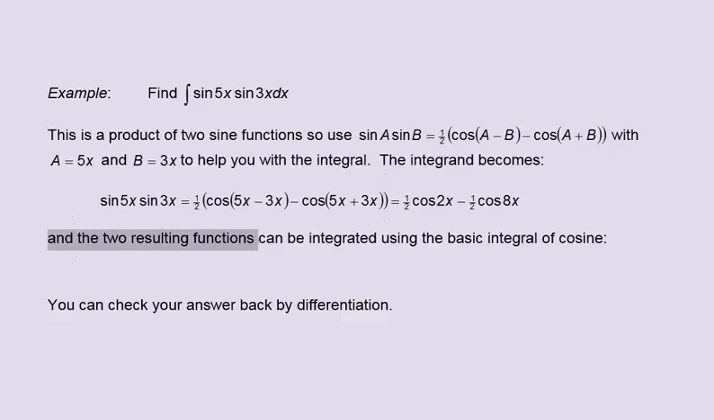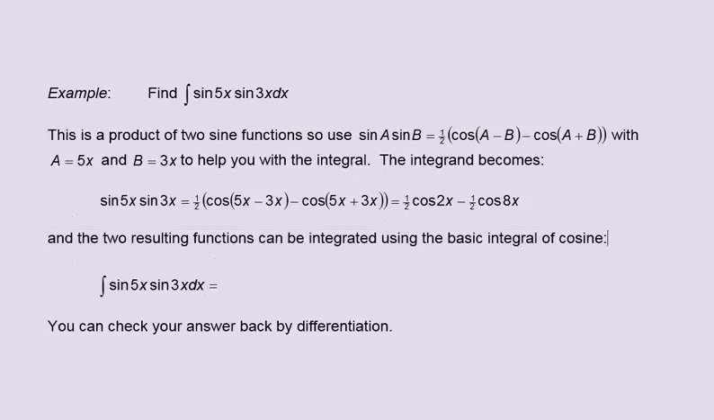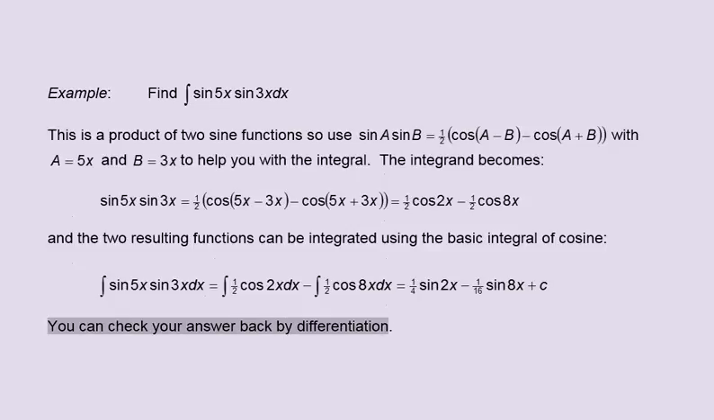And the two resulting functions can be integrated using the basic integral of cosine. The integral of sine of 5x multiplied by sine of 3x with respect to x equals the integral of a half of cos of 2x with respect to x minus the integral of a half of cos of 8x with respect to x, which equals a quarter of sine of 2x minus a 16th sine of 8x plus the constant of integration. You can check your answer back by differentiation.